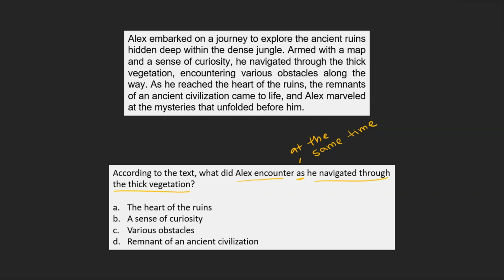Let's begin by locating where in the text we see mention of Alex navigating through thick vegetation. We see this in the second sentence, which tells us that armed with a map and a sense of curiosity, he navigated through the thick vegetation, encountering various obstacles along the way. The use of the phrase along the way indicates that he was encountering these various obstacles as he was navigating through the thick vegetation, just like we see in our question. As we've established that this is what our question is asking, we can head down to our choices and mark C, he encountered various obstacles as he navigated through the thick vegetation.